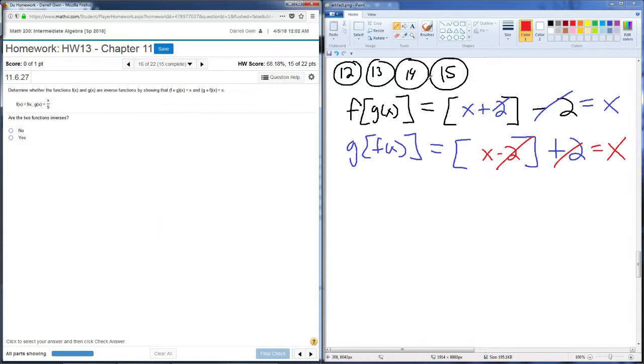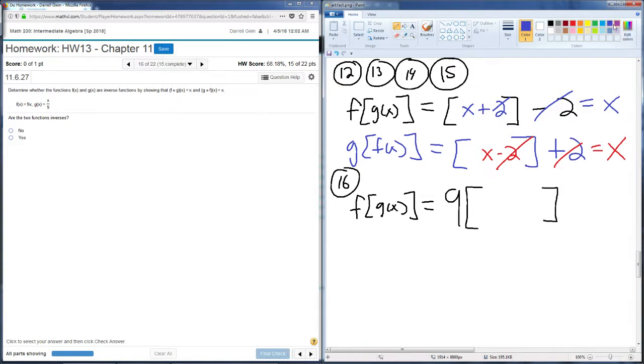Alright, the question is, are they inverse functions? Number 16. f of g of x. What is f? f is 9 times x, and we will plug in g. g is x over 9. If I multiply these together, is that going to equal x? Well, yes it is, because 9 over 1 times x over 9 will cancel out the 9's and leave us with an x. Let's do the other one.